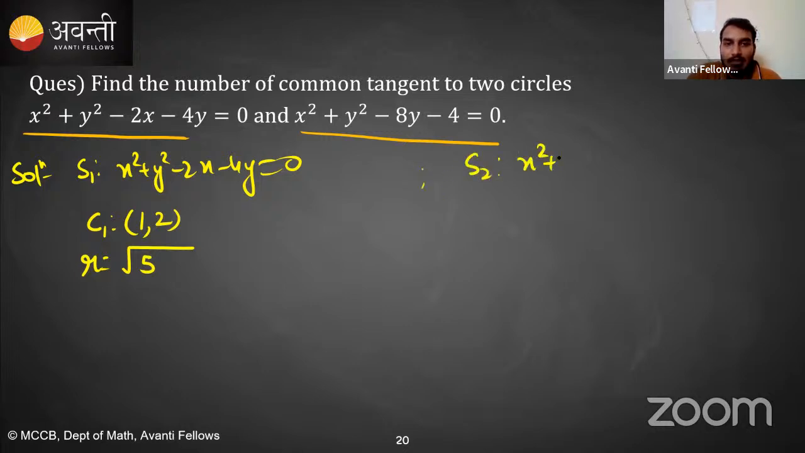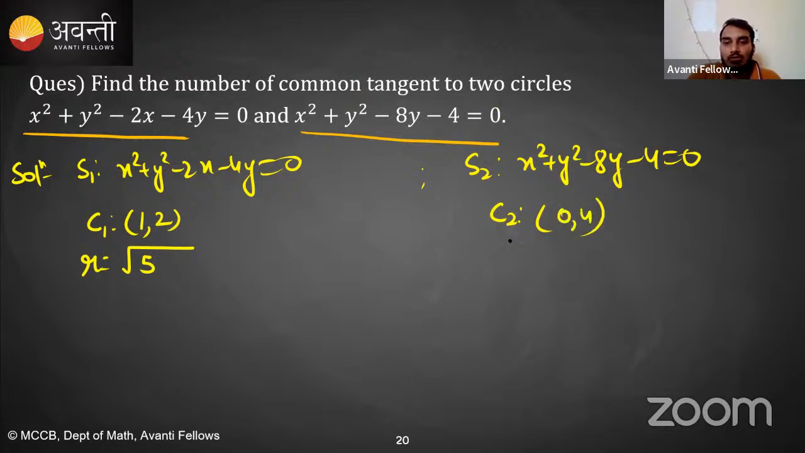Let's call this circle S2. S2 is x square plus y square minus 8y minus 4 equal to 0. What is the center of this circle, C2? Quickly let me know in the chat box. Everyone should reply fast. Yes, I'm solving the question, and it is not difficult. You should focus here. Yes, very good Pramod. The center of the circle is (0, 4).